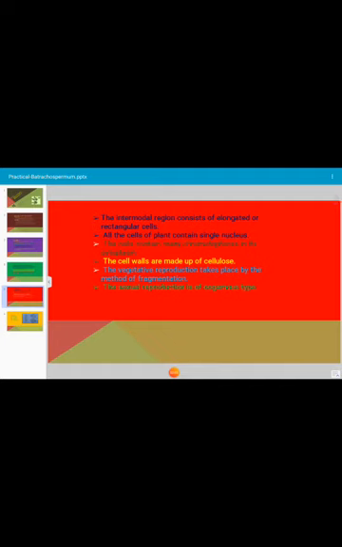Next, the internodal region consists of elongated or rectangular cells. All the cells of the plant contain a single nucleus. The cells contain many chromatophores in their cytoplasm. The cell wall is made up of cellulose. The vegetative reproduction takes place by the method of fragmentation. The sexual reproduction is oogamous type.